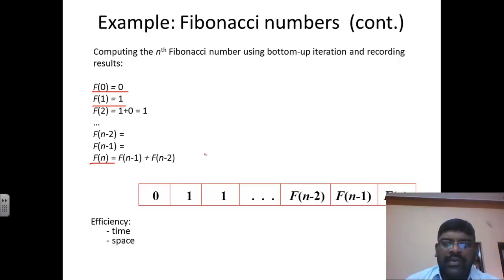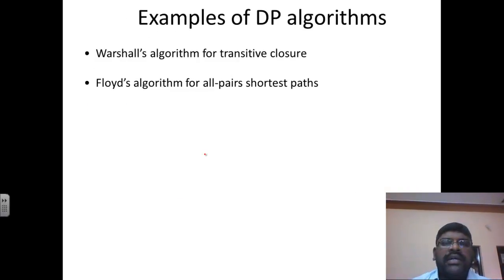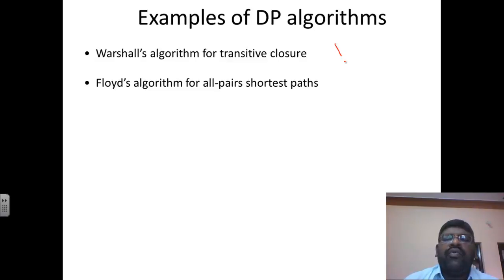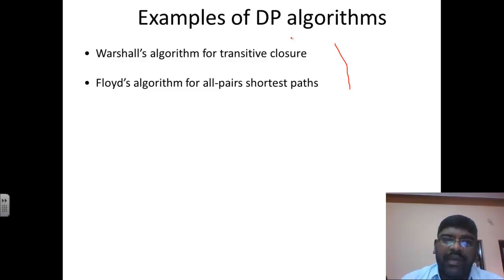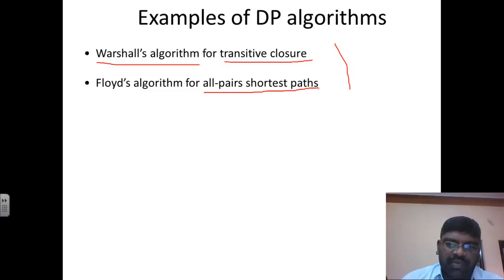Now you can see two more well-known problems we can solve with the help of the dynamic programming paradigm. One is to find the transitive closure of a graph, or we can say a matrix. Similarly, how to solve the all pairs shortest path problem.